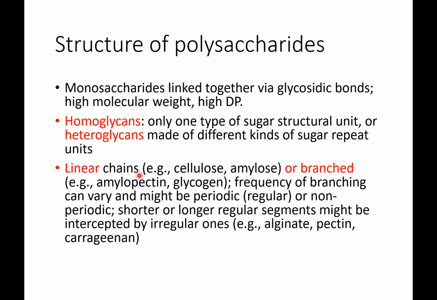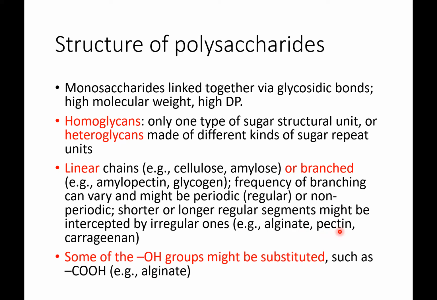Then we can have linear chains. Cellulose and amylose are linear, or branched, like amylopectin, the second component in starch. The frequency and the length of the branching can vary, and it might be more regular or more irregular. And most are fairly complex. For example, pectin has a highly complex structure. Then we can have some of the OH, the functional groups of the polysaccharides, substituted as an acid group, for example, a carboxyl acid group, as a sulfato group, and we'll discuss that.